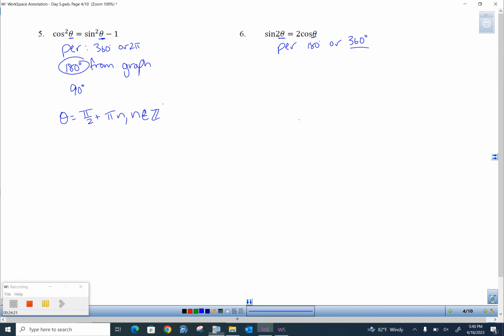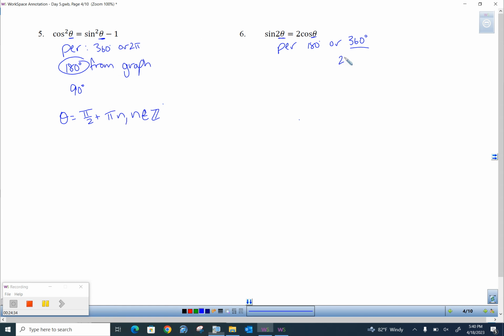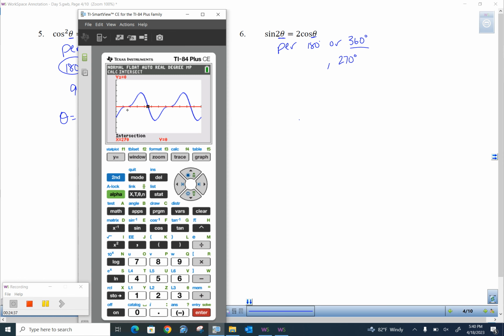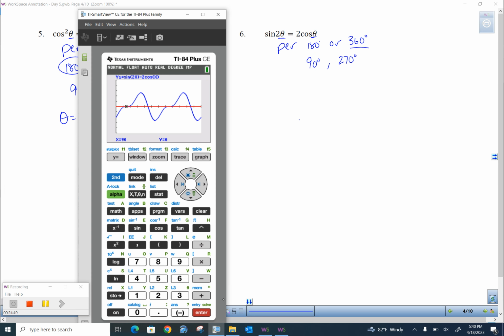Now we want to find solutions back in the 180, and there were 2. So second trace, intersection. That was 270 degrees. And the first one, I believe, was at 90 degrees. Good. Okay. And because there's no pattern with 2, we're just going to stack them on top of each other.